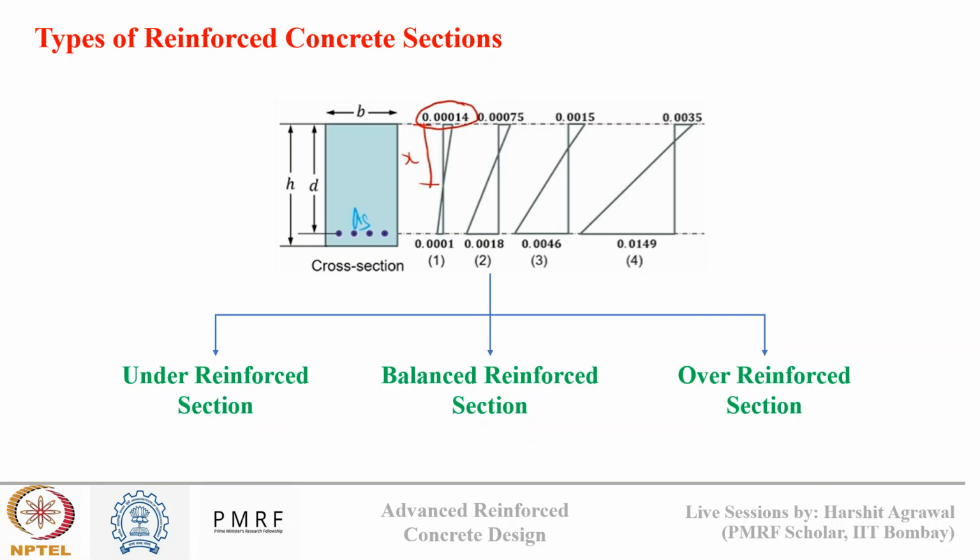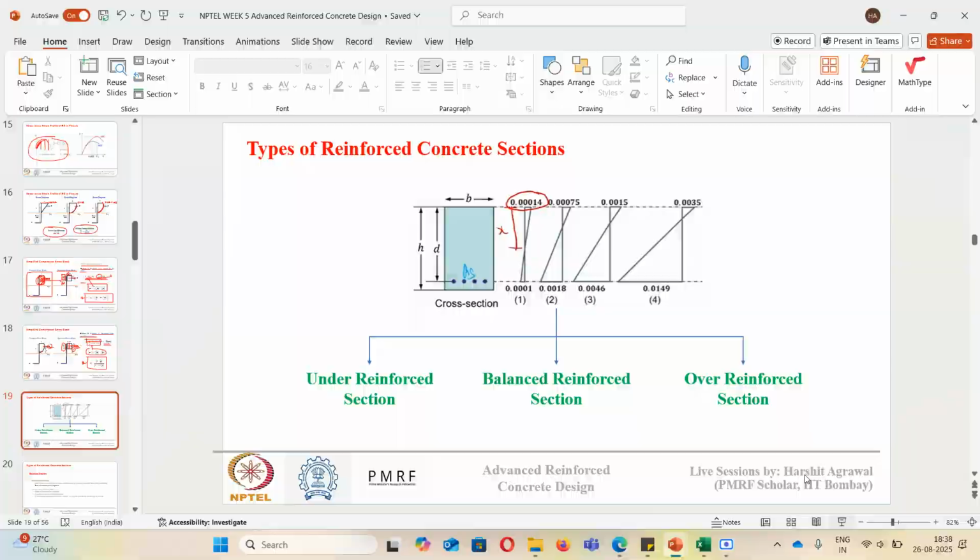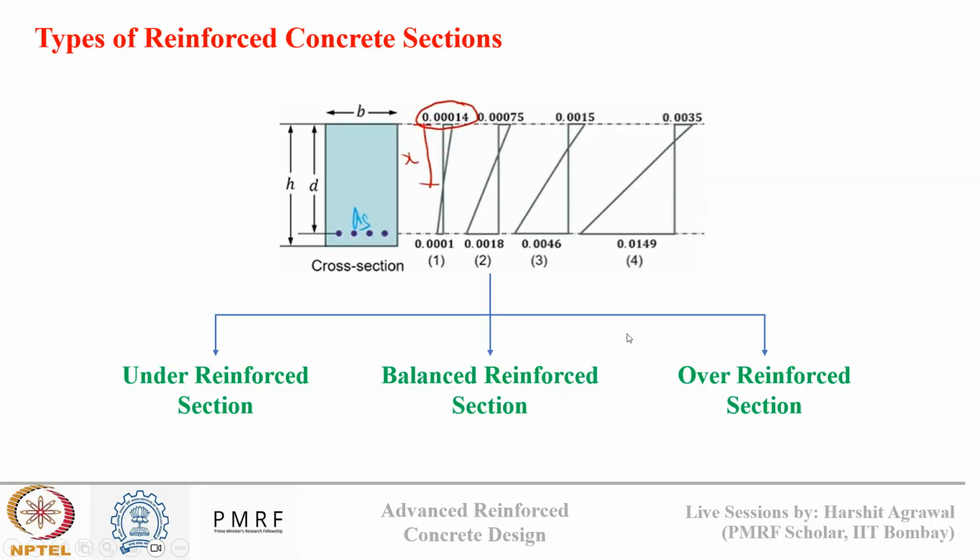But here, it depends on when the failure will occur. So you can see in this final diagram, as the concrete reaches the ultimate strain of 0.0035, based on the strain in the steel reinforcement at that time, there can be different types of section, which are named as under reinforced section, over reinforced section, and balanced section. What do you mean by these sections and why are they categorized like this?